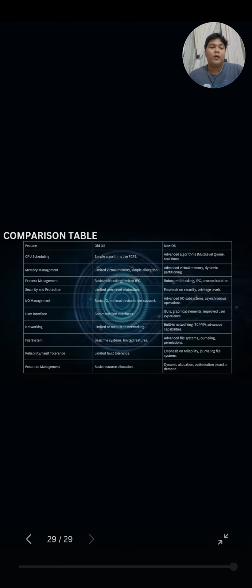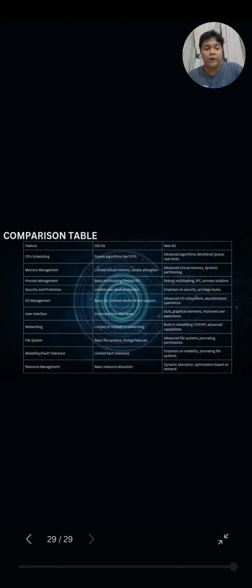Networking. Older versions of operating systems have limited or no built-in networking, while the new operating systems have built-in networking, TCP/IP, advanced capabilities. File system. Old operating systems have only basic file systems with limited features, while the new operating systems have advanced file systems, journaling, and permissions.